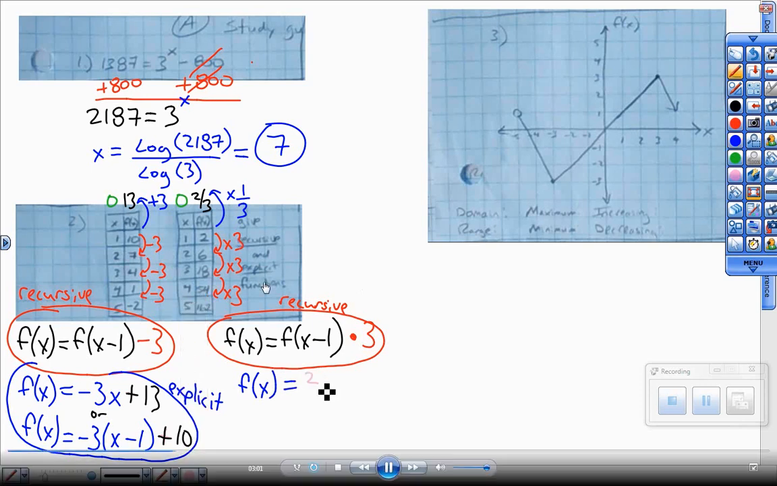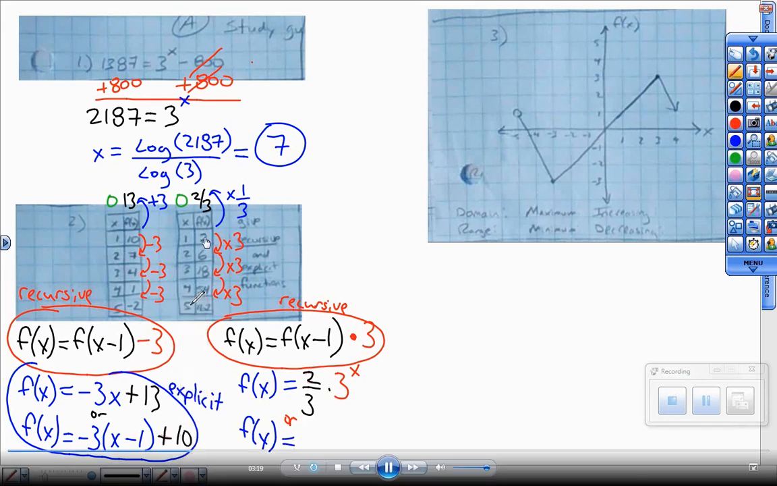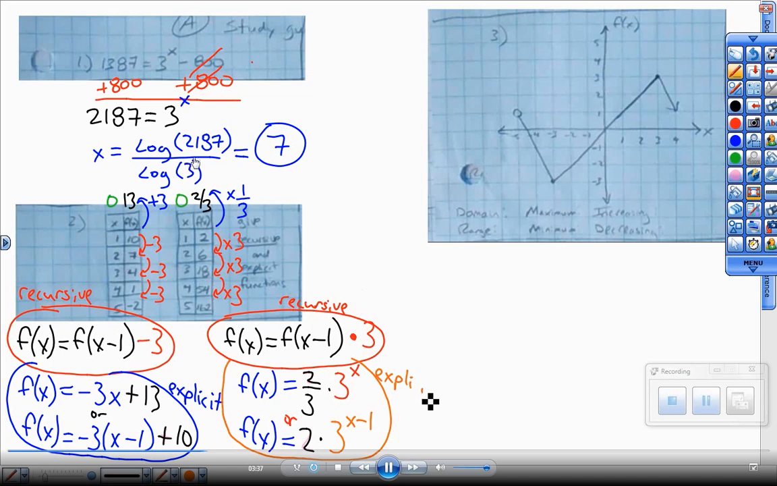So again, explicit, the zero term, 2/3 times that common ratio raised to the x power, or I could multiply by the first term, which is 2. That's the same as 2 times 3 to the x minus 1 power. Those are equivalent. Alright, so know that there's going to be one of those on Thursday. There's going to be a logarithmic problem on Thursday. Know those. No recursive, no explicit, no arithmetic, no geometric.